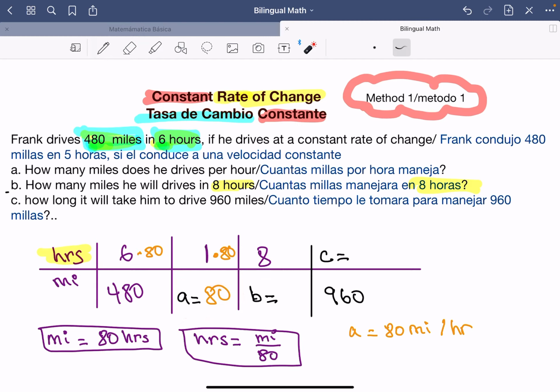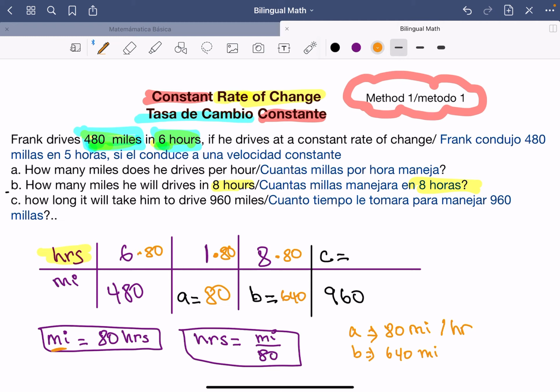Para la B lo que voy a hacer es 8 por 80 y me va a dar 640, ya que dice cuántas millas manejará en 8 horas, va a manejar 640. So for B, again, I need to multiply by 80 in order to get the number of miles. I multiply 80 times the number of hours, which is 8, times 80 is 640. So my answer for B is how many miles he will drive in 8 hours. He will drive 640 miles in 8 hours.